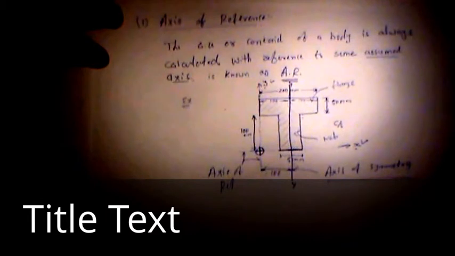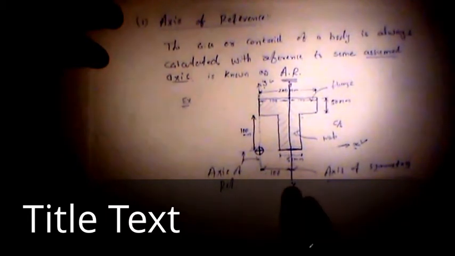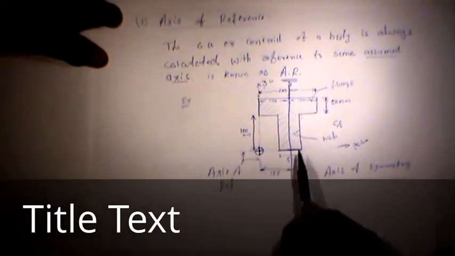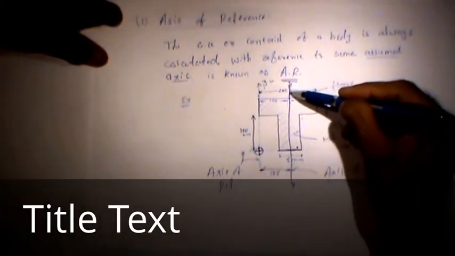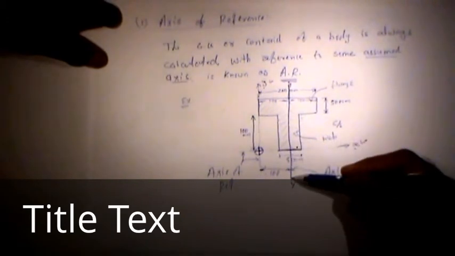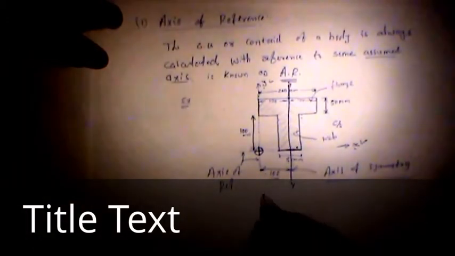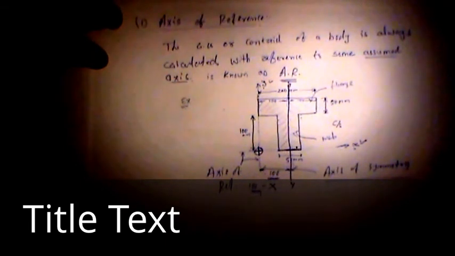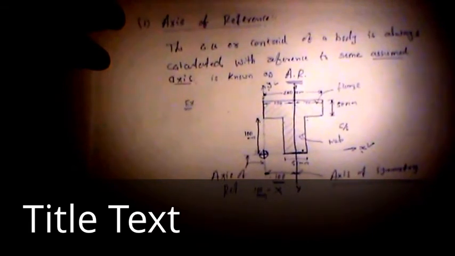So we have another thumb rule: if you have a cross section which is symmetrical about the y-axis, then you directly get the x bar. So here x bar is 100 mm. So that is known as the axis of symmetry.